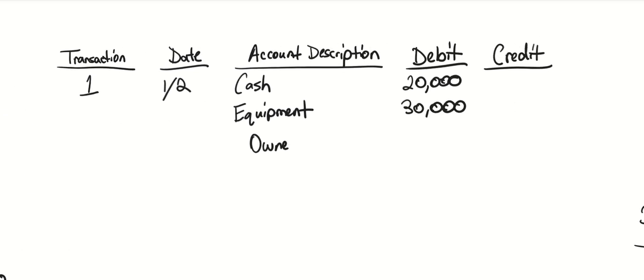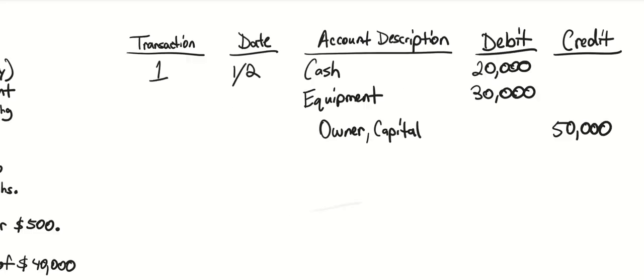Okay, since Bob made these contributions of cash and equipment into the business, owner capital is going to be credited for $50,000, which is combining cash of $20,000 and adding it to the equipment of $30,000. So this increases Bob's equity in the business, which is going to affect the owner capital account. Okay, so we are balanced. $50,000 in total is shown on the debit side. $50,000 in total is shown on the credit side. We can move on.